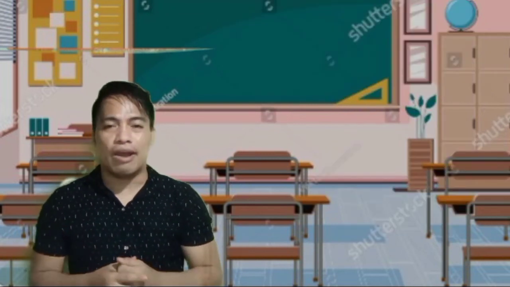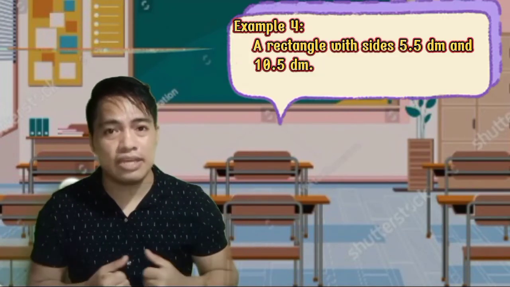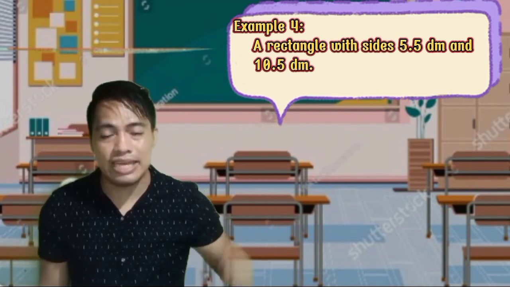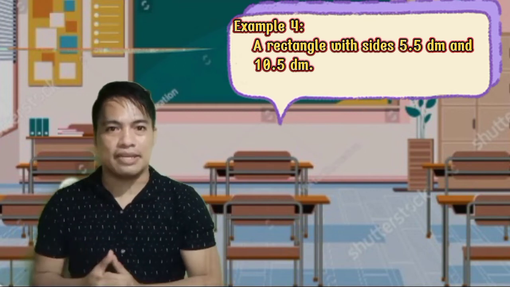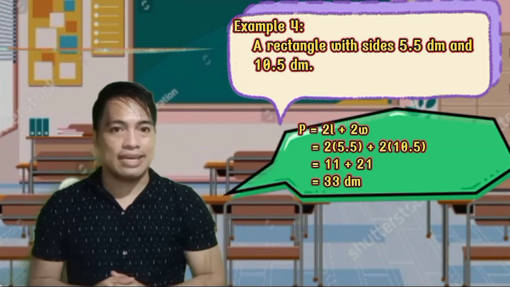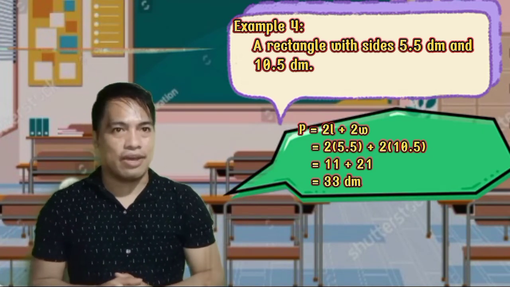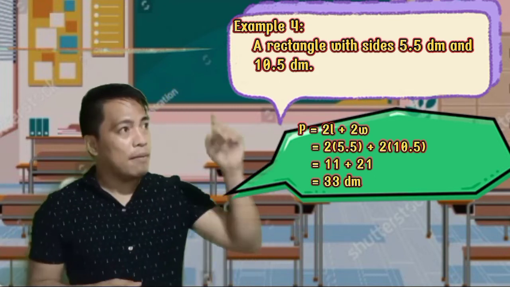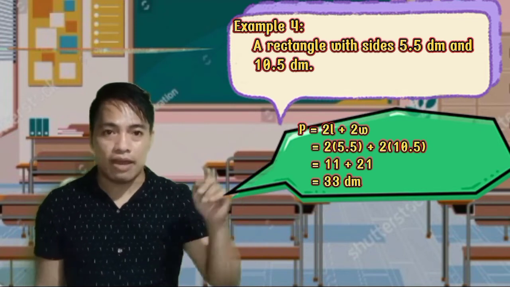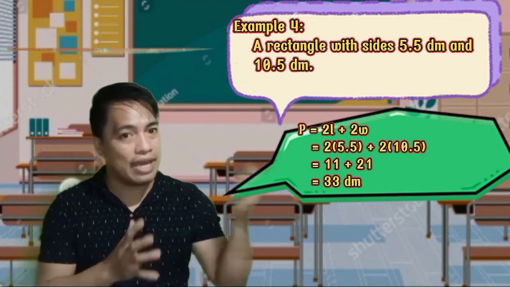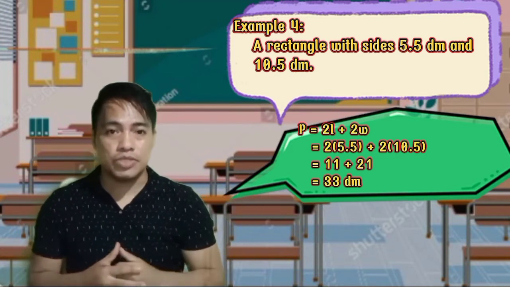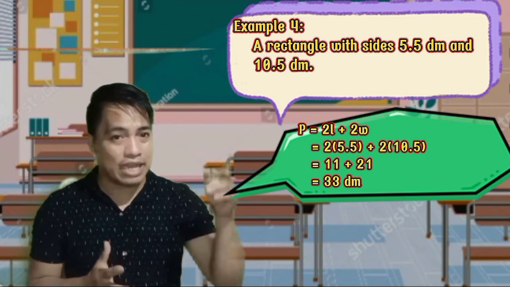Did you get it? Alright, another example. A rectangle with sides of 5.5 dm and 10.5 dm. Who wants to answer on the board? Yes, James. Let's check the answer of James. Is that correct? Okay, let's find out. We have perimeter of a rectangle equals 2 length plus 2 width. So we substitute the value of our length, that is 2 times 5.5, plus 2 times our width, 10.5.